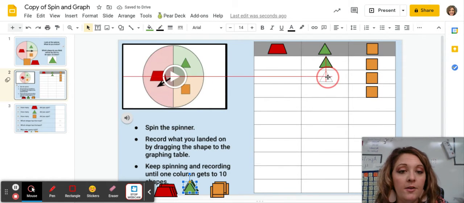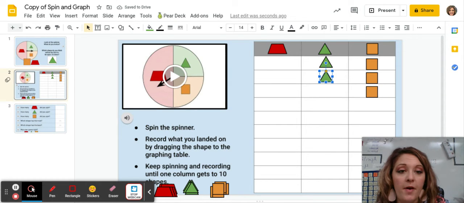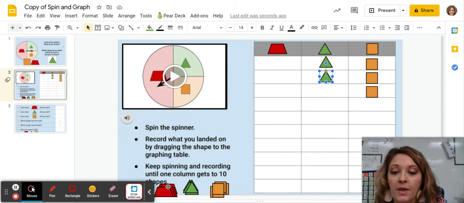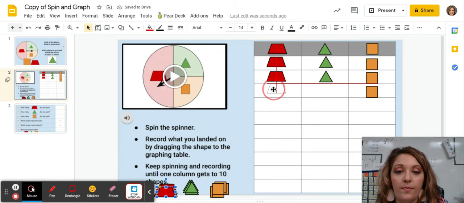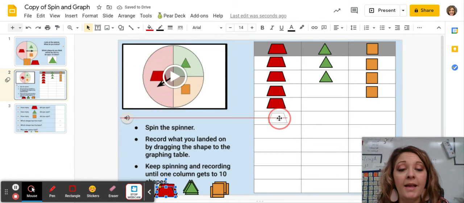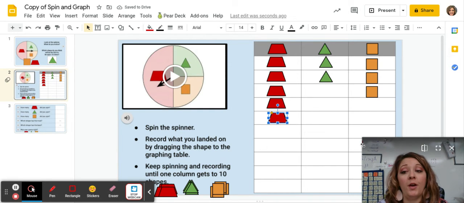And I landed on parallelogram five times. Move five of these over. All right, so let's see. I landed on parallelogram five times, triangle two times, and square three times.